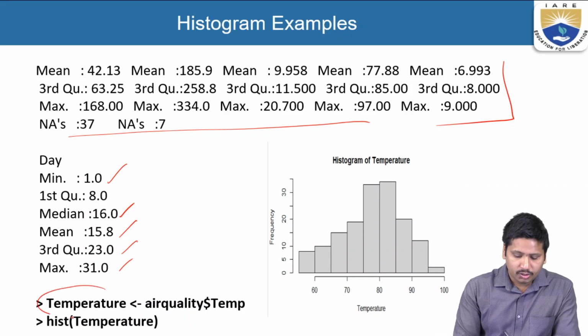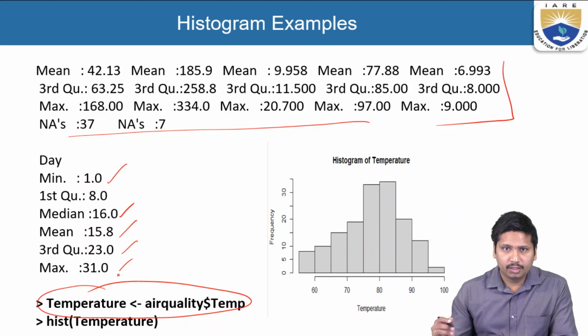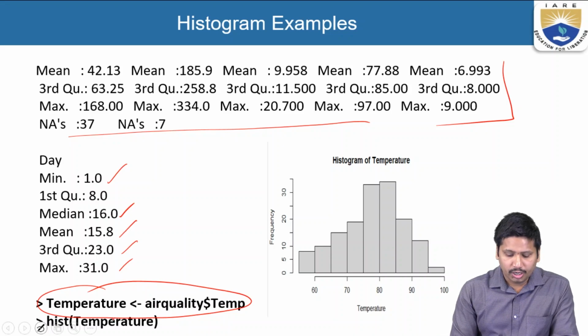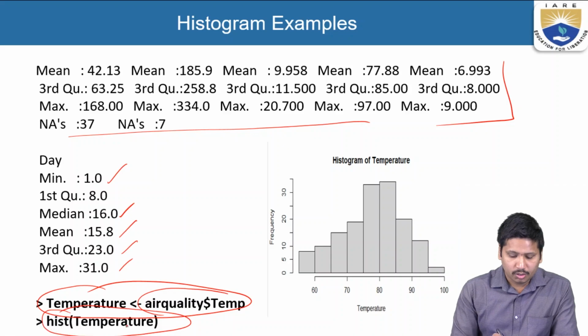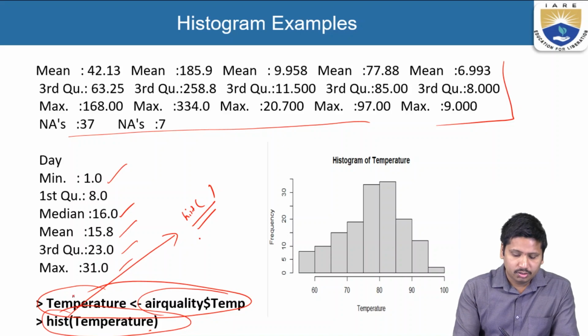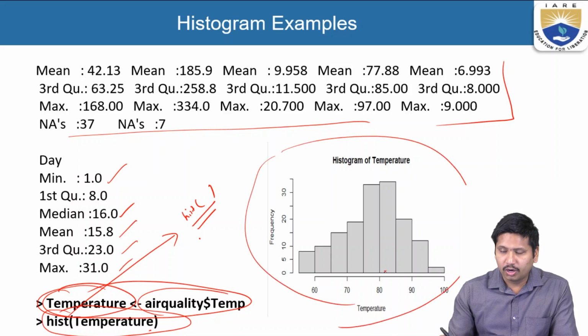So how are we going to type the programming code for this? The temperature I'm going to take out, airquality dollar temperature. From this I'm going to type histogram of the temperature. This is the function I'm going to have for constructing the histogram. The function is hist. As the argument, the data set I'm going to take should be sent as an input, and based on that, this is the output I'm going to get.